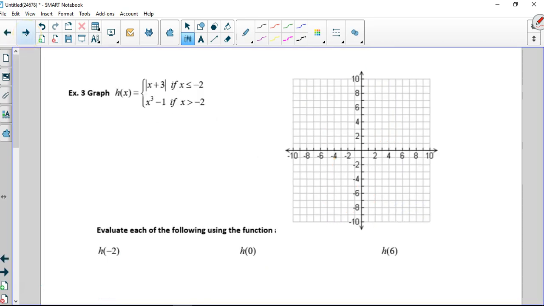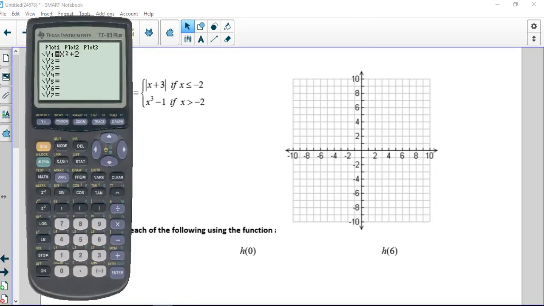Absolute value of x plus 3 if x is less than or equal to -2. So we get my calculator, clear out that. Remember, we go to math, over to number, and there's the absolute value. And we put x plus 3. Remember, on the yellow calculators, we right arrow over to leave the bars. This one's a little bit different. And that's it. So we're going to use the table, but we only want numbers less than or equal to -2. So there we have it.